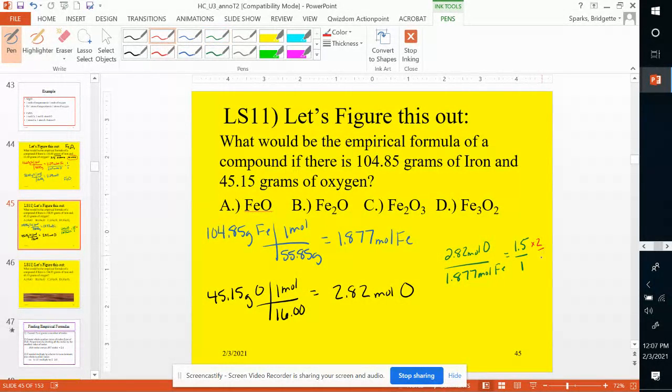So if I multiply by 2 over 2, because we want to multiply by 1 so we're not changing the ratio itself, then we end up with a ratio of 3 to 2. 3 moles of oxygen to every 2 moles of iron. And now we can write the empirical formula. There's 2 irons for every 3 oxygens. Now some of you are like, Sparks, I know if I just rounded these values, I would have got the same answer.